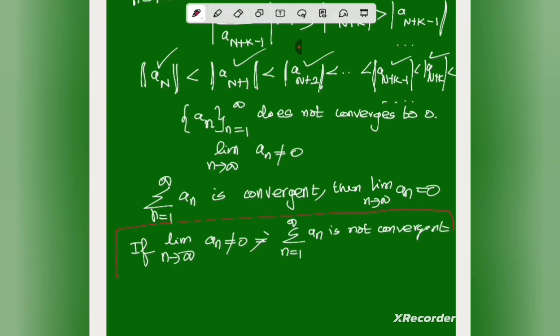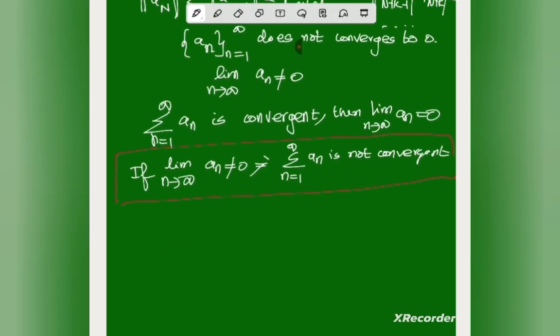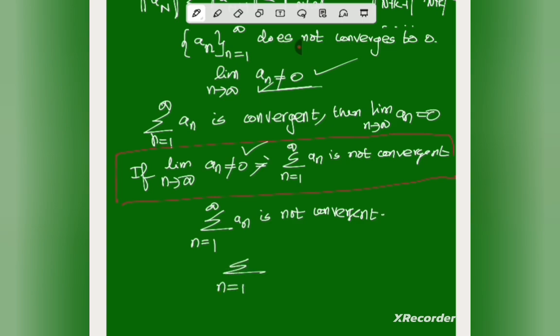So what does this result say? If limit n tends to infinity, a_n is not equal to 0, then the series need not be convergent. Here also we are getting the limit of the sequence. Since the limit of the sequence is not equal to 0, I can write the series summation n equal to 1 to infinity, a_n is not convergent. Not convergent means I can conclude that the series diverges. So this is the second part.